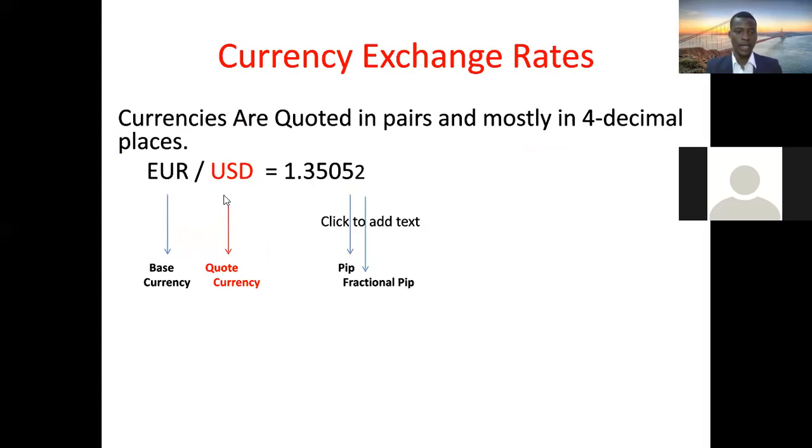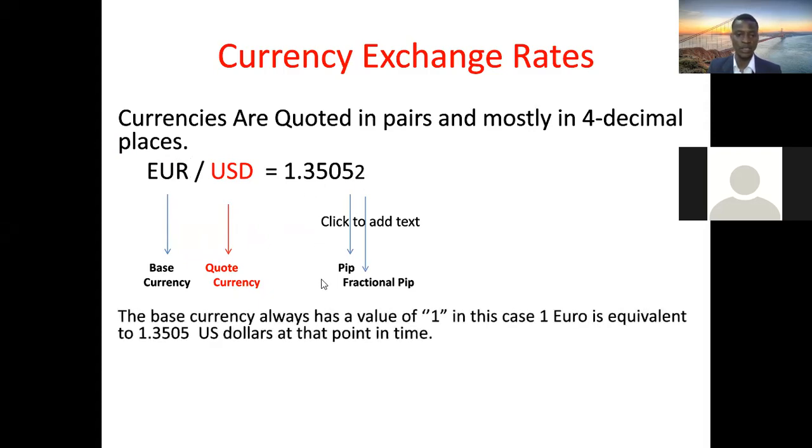Okay, so now what does this number stand for? The first currency, which is EUR, is called the base currency, while the second currency is called the quote currency, that's the counter currency. Then we have the numbers representing one trading instrument, 1.3505. So now this means that as a trader, you are looking at the numbers.